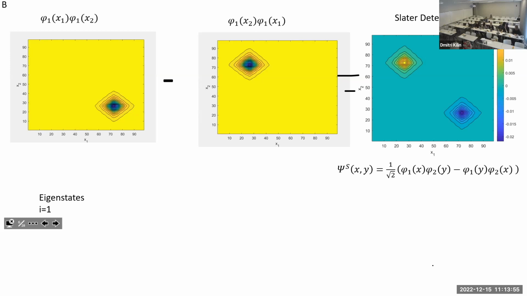I asked a question. Are you using periodic boundary conditions? Can you repeat that one more time? I couldn't really hear you. Periodic boundary condition in your model? Yes. The boundary is, I believe, 100 atomic units.